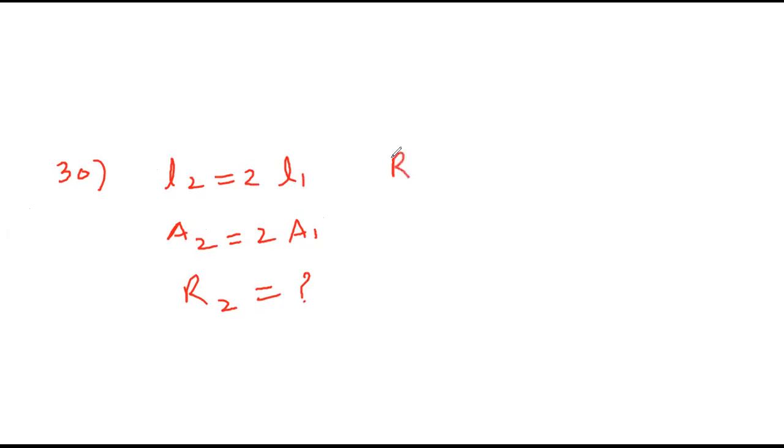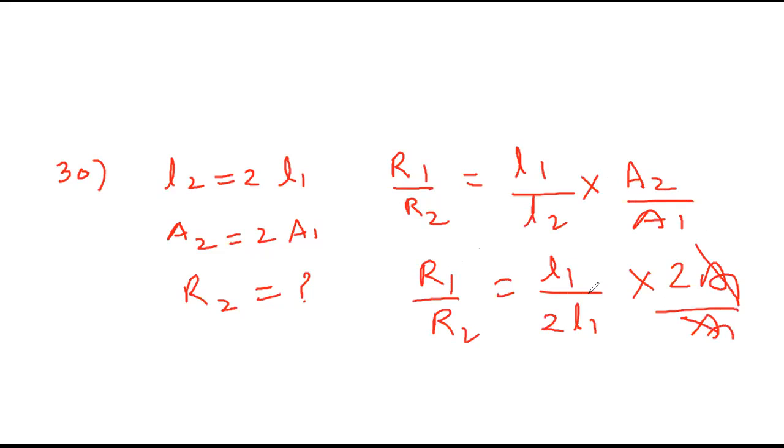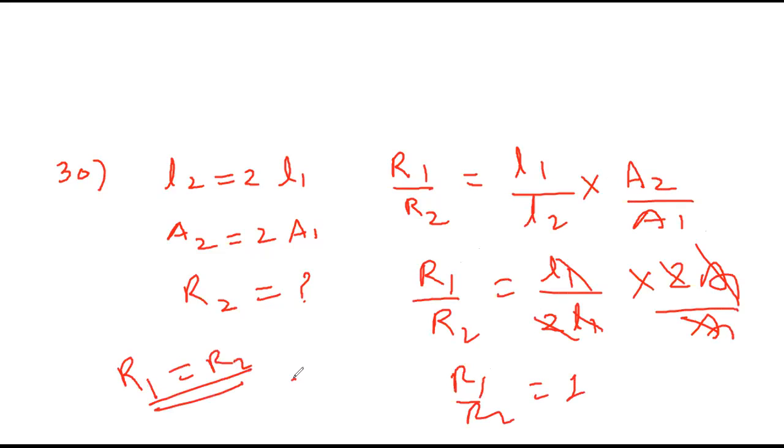So R1 upon R2 is L1 upon L2 into A2 upon A1. L2 is twice L1, area is twice A1, so A1, L1 cancel, 2 cancels. So R1 upon R2 is 1, therefore R1 and R2 are the same. Same means unchanged.